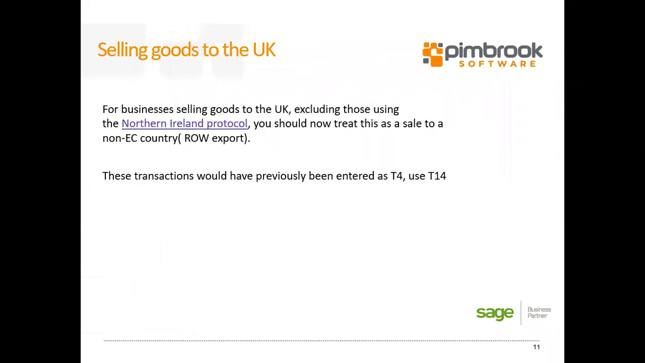If you're selling goods to the UK, it is no longer in the EU, so they should be treated as the rest of the world. Before, when they were EU countries, it used to be T4. But because they're no longer in the EU, T14 is now the new code to use for selling goods to the UK.